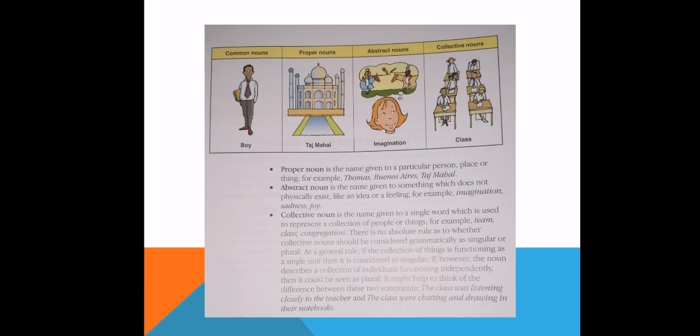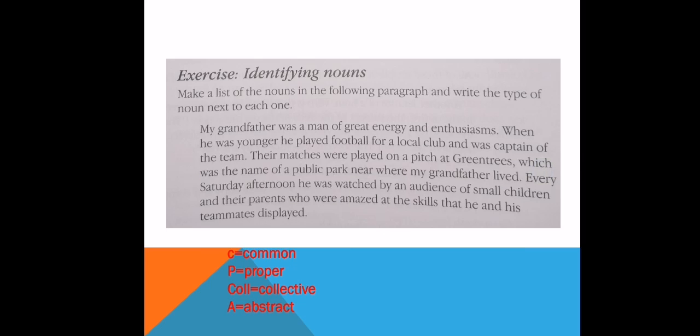We're going to move on to our exercise. So identifying nouns. We're going to make a list of the nouns that we can find in the passage below. You're going to circle all of the nouns first, and then you're going to write C next to the common nouns, P next to the proper nouns, COLL next to the collective nouns, and A next to the abstract nouns.